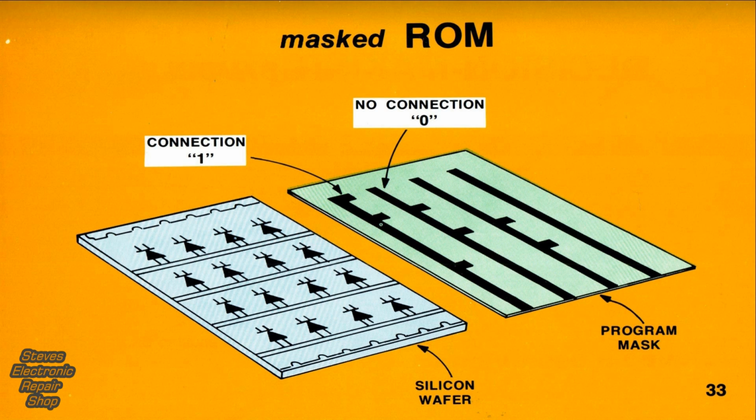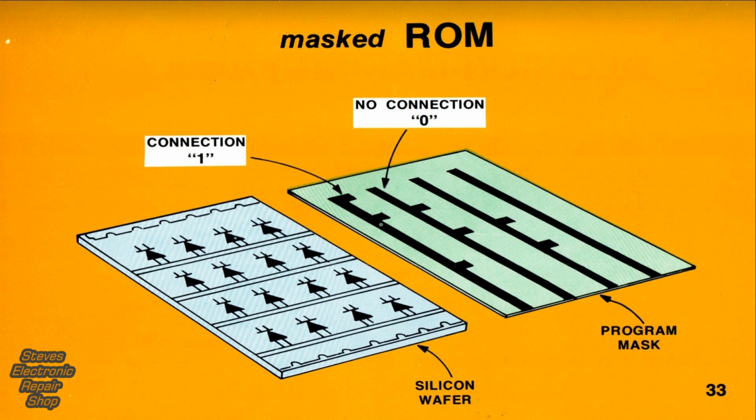The masked ROM is programmed during manufacture. The chip is fabricated using the same photomasking and etching technique employed for other integrated circuits. First, diodes are formed on a wafer by photoetching. Then the program mask is placed over the wafer and the etching process is repeated. Actually, the mask programs the ROM. To store a 1 in a location, the mask makes a connection. To program a 0, the connection is left open.